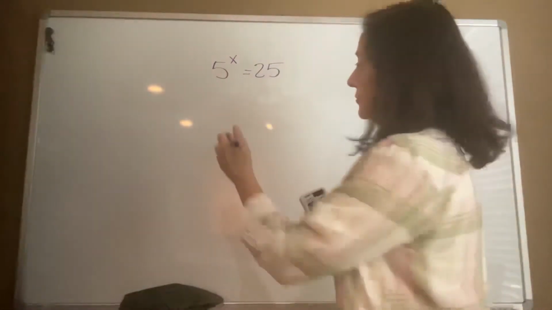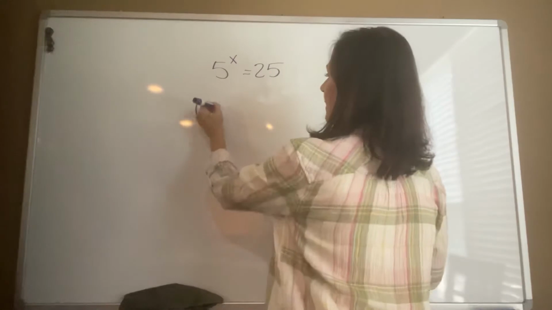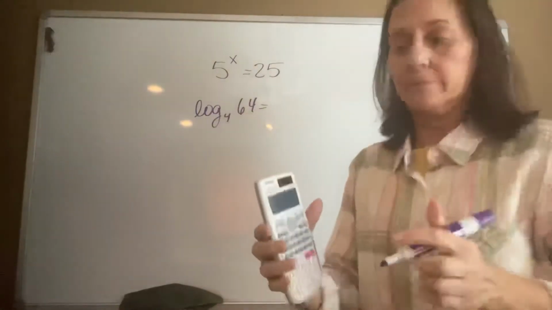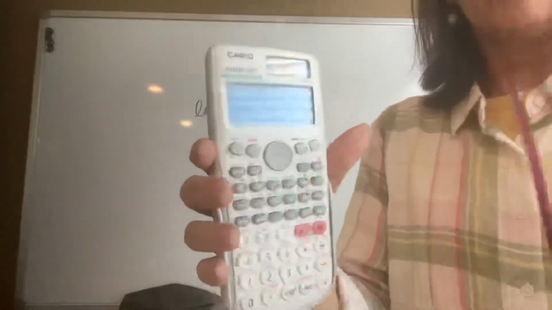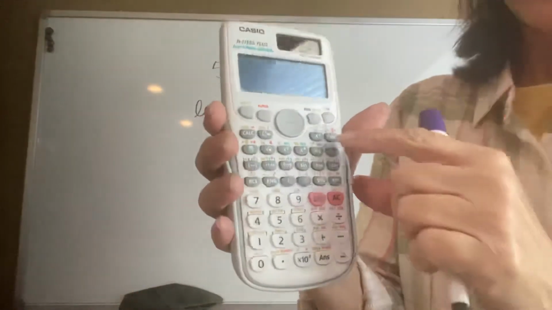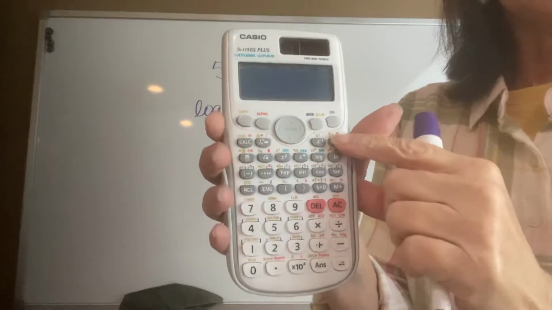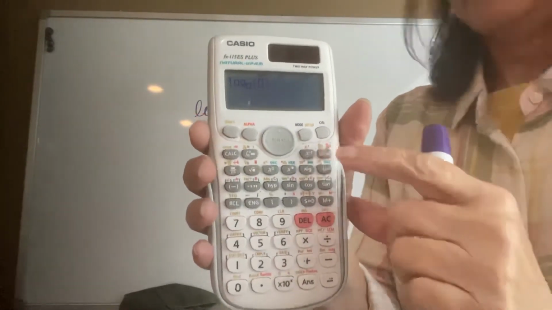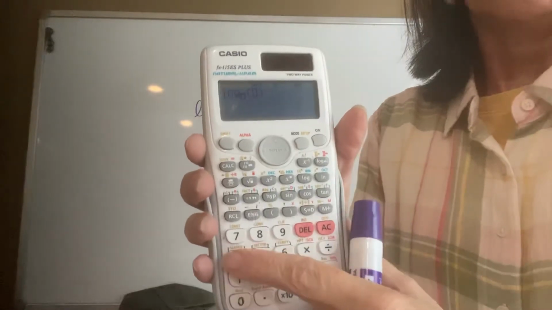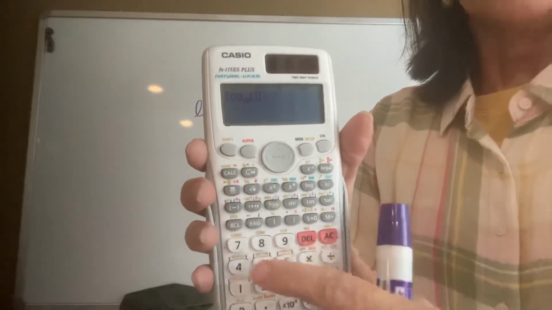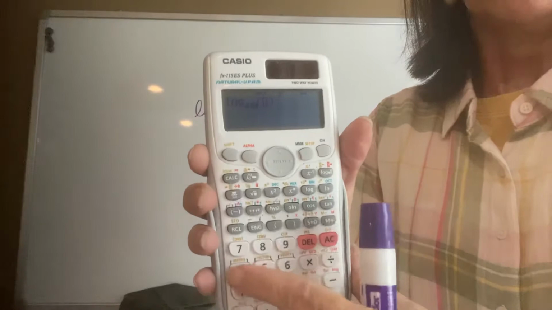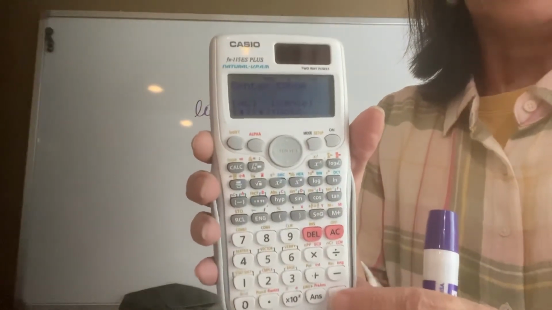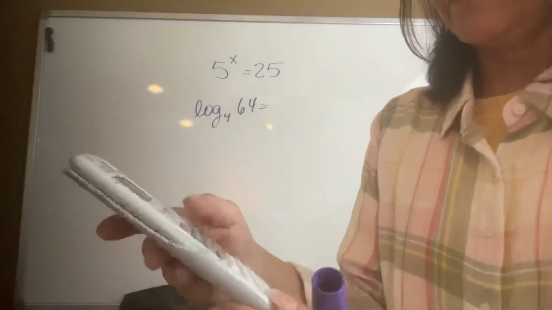Like I can do log base 4 of 64. What does that equal? I go to my calculator. Since the base is not 10, I'm going to use this button. And then my base is 4. My anti-log is 64. And then I hit equal. But I must have hit something wrong. Go back.